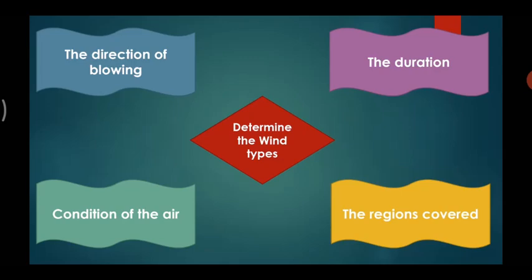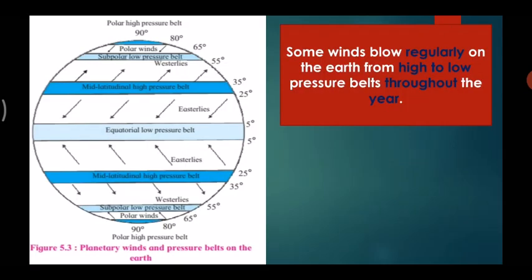So let's move forward. Now this is a picture again. There are some winds which blow regularly on the surface of the earth, which means daily at a proper time. These winds blow from high pressure to low pressure. Always winds blow from high to low throughout the year.